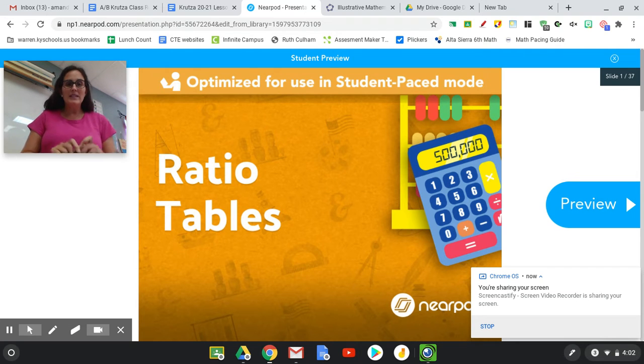So today we're going to be taking some notes on ratio tables and you're going to be working through a Nearpod and answering some questions so I can tell that you have mastered the content.